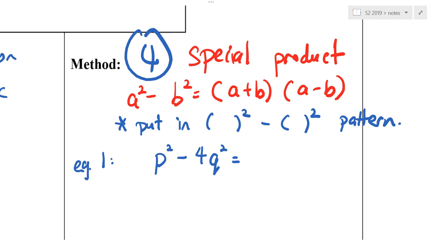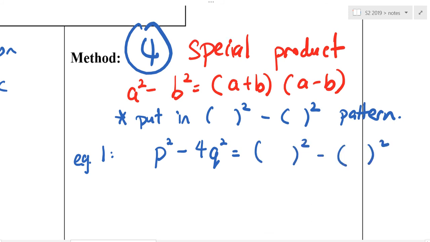Understand? Now, how do I use special product? Do I straight away A plus B, A minus B? No. Read. You must put in something square minus something square. So can you take out the something square minus something square? What do I put inside so that I will get P squared? This is P. This one is? This is P. P squared will be P squared, right?